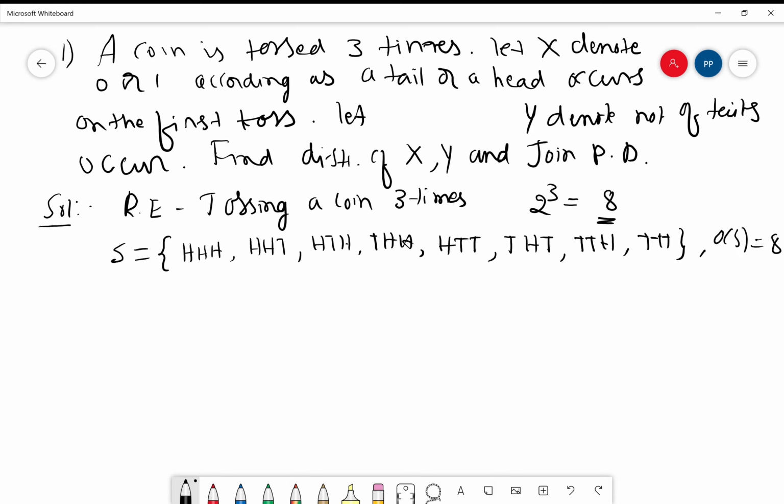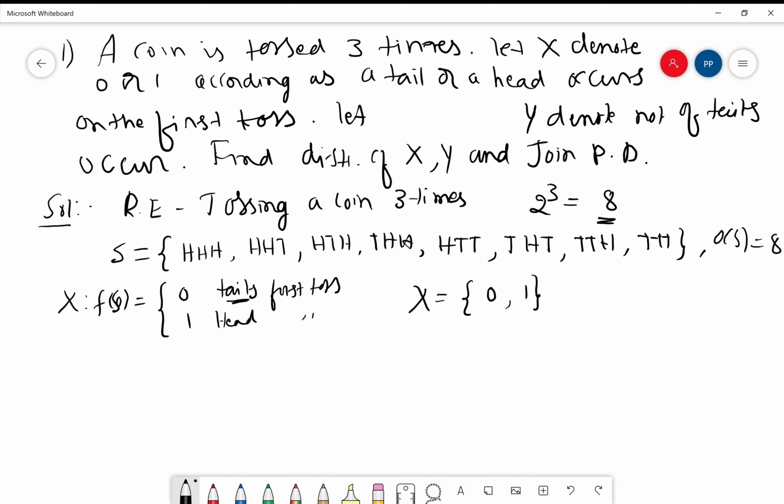Now, the variable x is a rule, we call it f of s, which associates 0 if tails occurs in the first toss and 1 if heads occurs in the first toss. So the image set of x takes only 2 values, 0 and 1. You can call them x1 and x2.